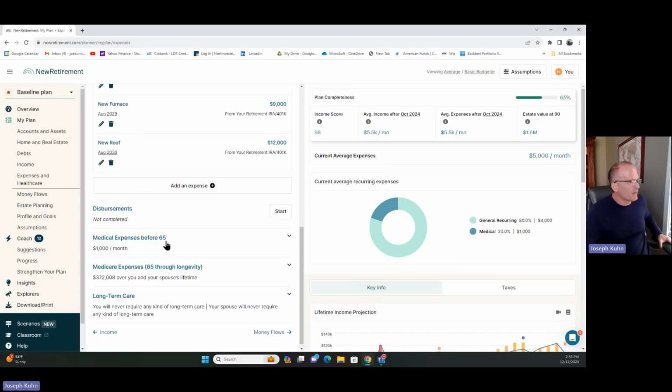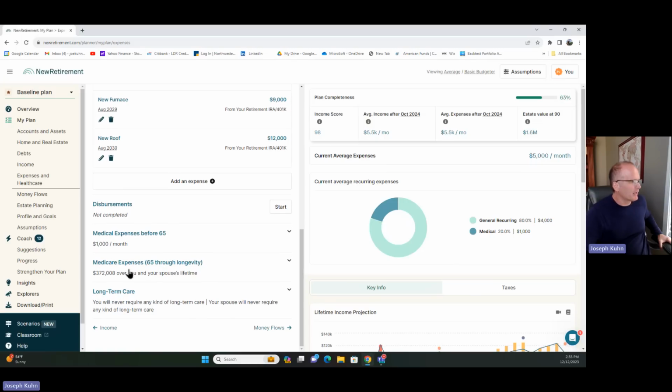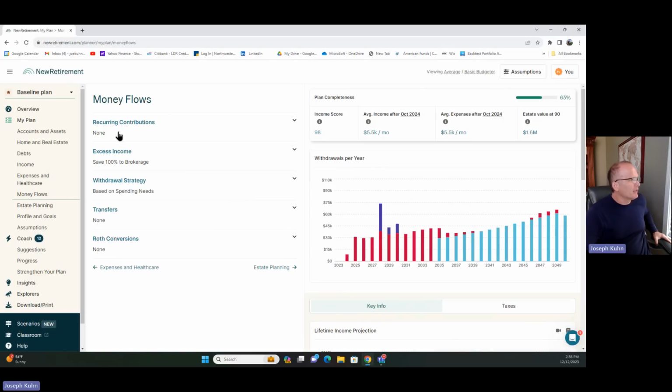Then we got medical expenses before age 65. I put in 1,000 a month, and Medicare is automatically populated. And then you can put in something for long-term care. Each one of these you can dive into a lot more, and there's some verbiage and instructions that go with each line. Next line is money flows.